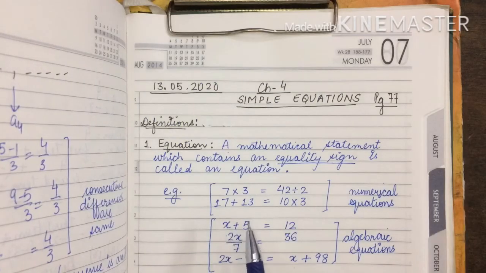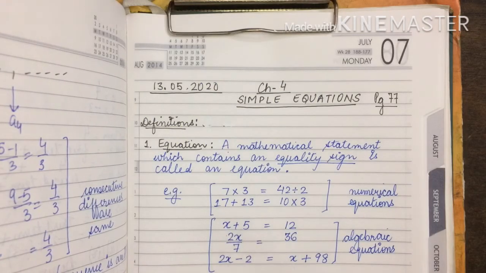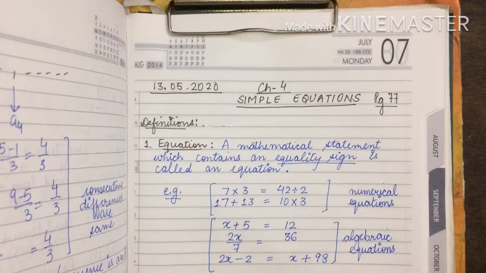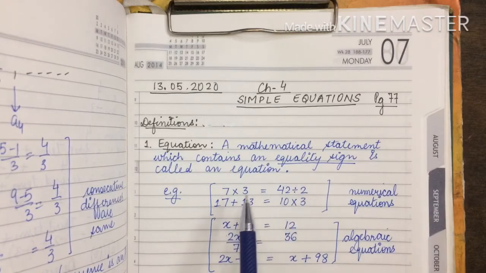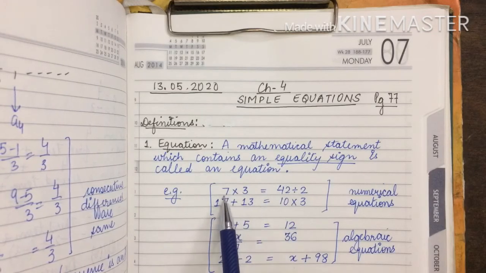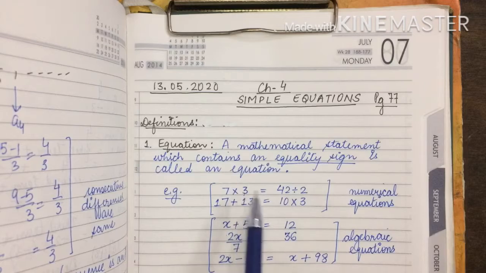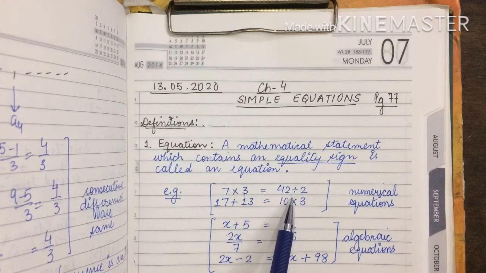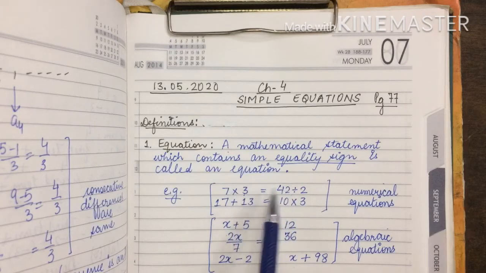In case of mathematical statements, it is easier to see if the two sides are equal. For example, if you look at these numerical equations, if you solve both these expressions, 7 into 3 is 21. Over here we have 42 divided by 2. The answer is 21. So the two sides are equal. The answer for both the expressions is same. So we can put equality sign between them.